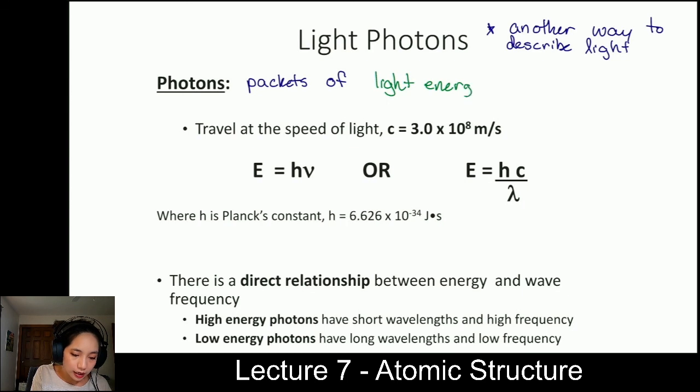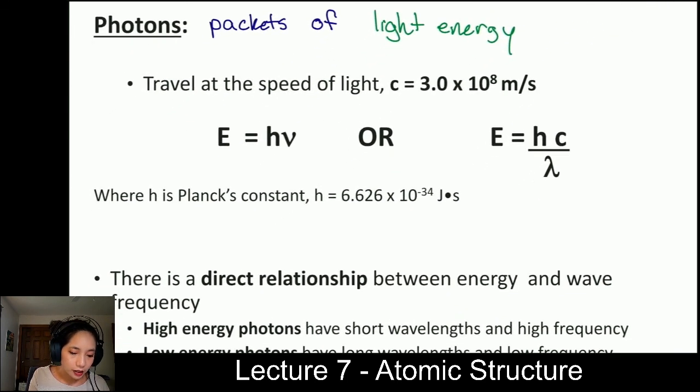It's still light, so it's still traveling at the speed of light, c, 3.0 times 10 to the 8 meters per second. But now we're just describing it as a form of energy. And so this is the equation where we can get the energy of light. The energy within a light packet, or a photon, is equal to Planck's constant. H is a constant. It is 6.626 times 10 to the negative 34 joule seconds.